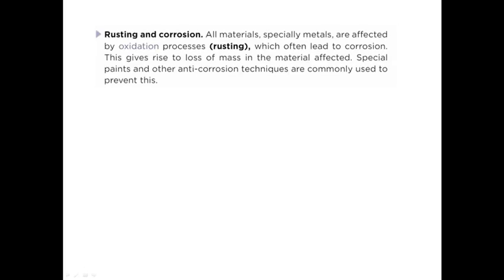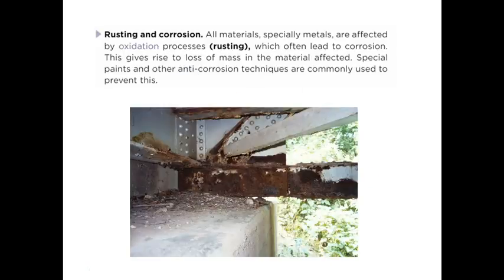Rusting and corrosion. All materials, especially metals, are affected by oxidation processes, rusting, which often lead to corrosion. This gives rise to loss of mass in the material affected. Special paints and other anti-corrosion techniques are commonly used to prevent this.